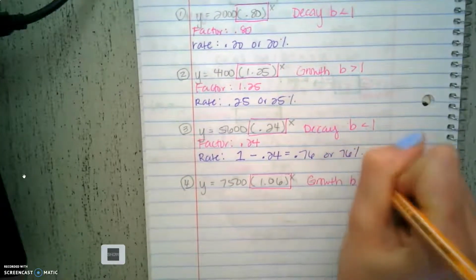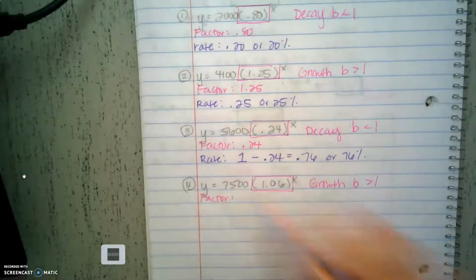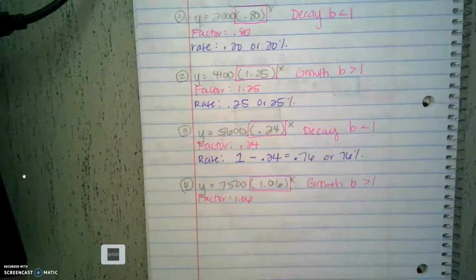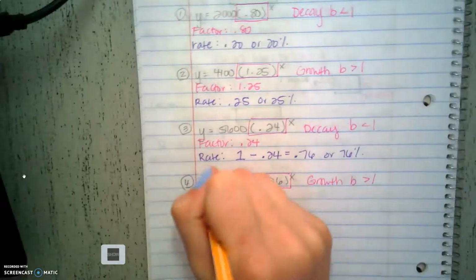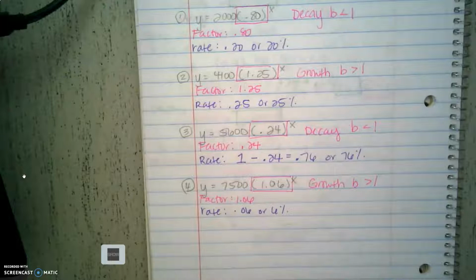Last one here, looking at this base. It's a growth factor because that base is greater than 1. The base is my growth factor, 1.06, and the rate is the difference from 1, so 0.06 or 6%. That's going to be very important to know, the difference between growth factor and growth rate, decay factor and decay rate.